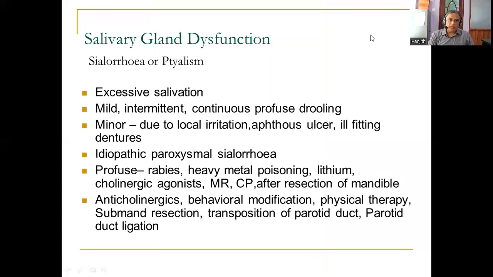Now, we start with salivary gland dysfunction, sialorrhea or ptyalism. Excessive salivation is called sialorrhea. It can be mild, intermittent, continuous, or profuse drooling, and minor cases are due to local irritation, aphthous ulcer, or ill-fitting dentures. So these are the causes of increased salivary production.